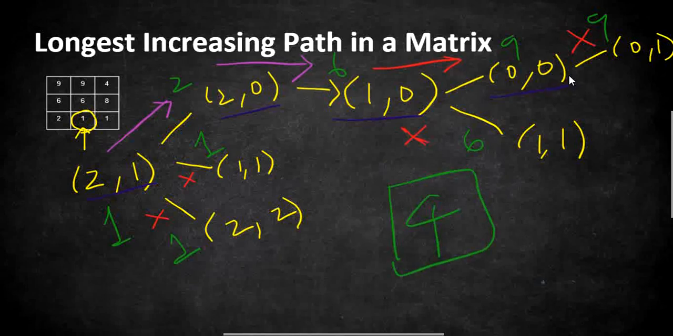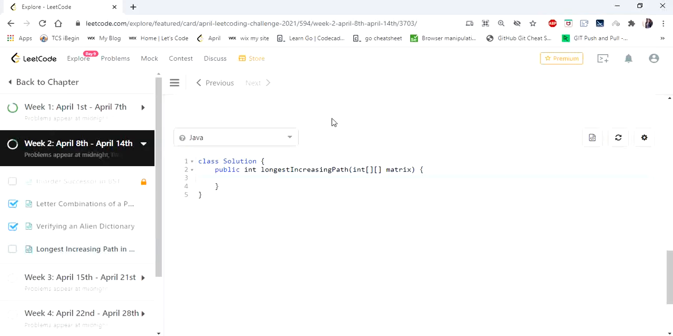So hope you all understand the basic DFS function. So let's see the code now. We are going to declare an array directions in order to calculate all 4 neighboring directions of the particular cell. Now we are going to check the basic condition that if matrix is null, then we have to return 0. And let's get the matrix size.